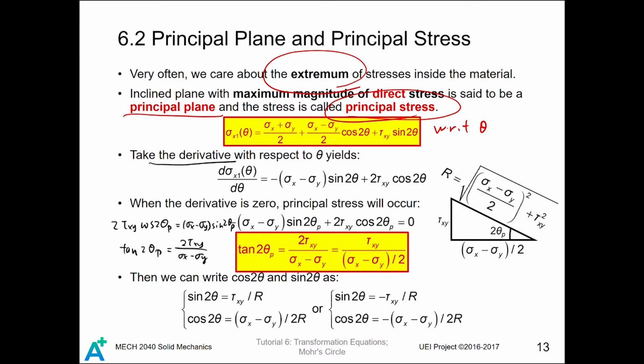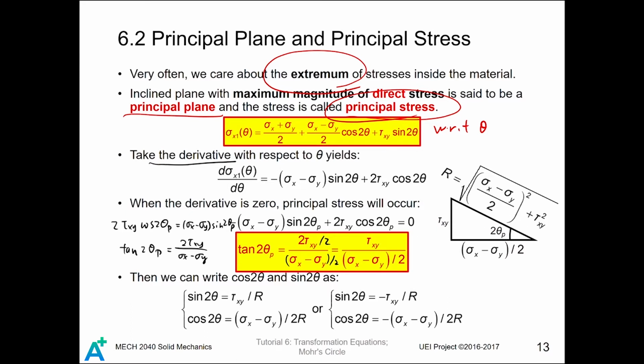However, instead of writing tangent 2 theta p in this form, we divide by 2 in both numerator and denominator for some reasons. I will tell you the reason a little bit later. So eventually you get tangent 2 theta p equals tau xy divided by sigma x minus sigma y divided by 2. Then, since we are talking about tangent 2 theta, we can draw this right angle triangle in this way. This angle is 2 theta p.